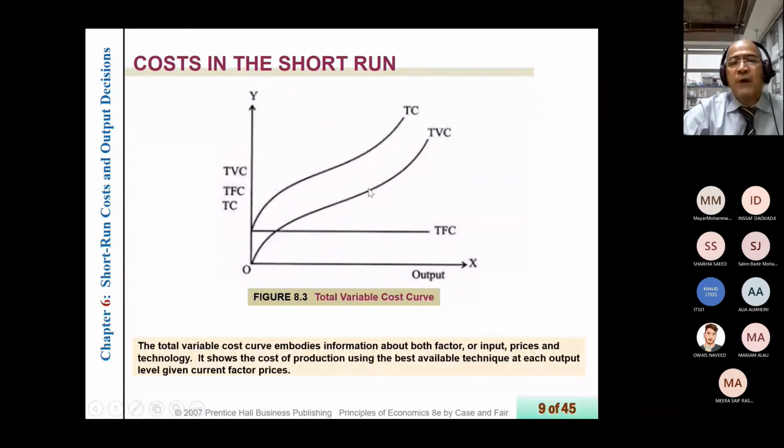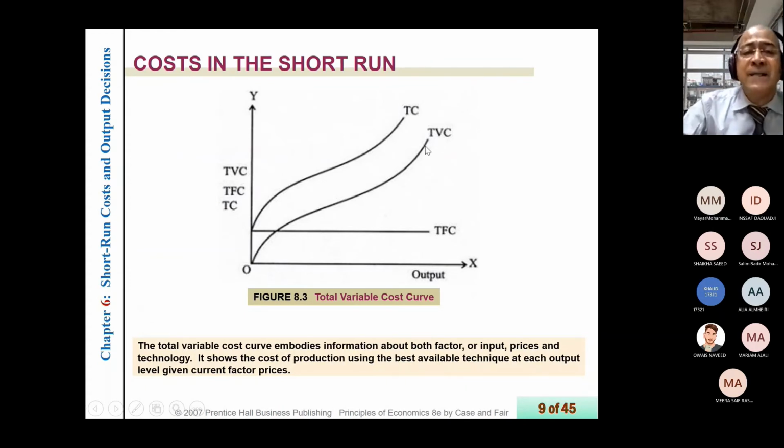So why does total variable cost increase at an increasing rate? Because of the law of diminishing marginal returns. If you remember, total product in the second stage of production increases at a decreasing rate, causing variable cost to increase at an increasing rate.